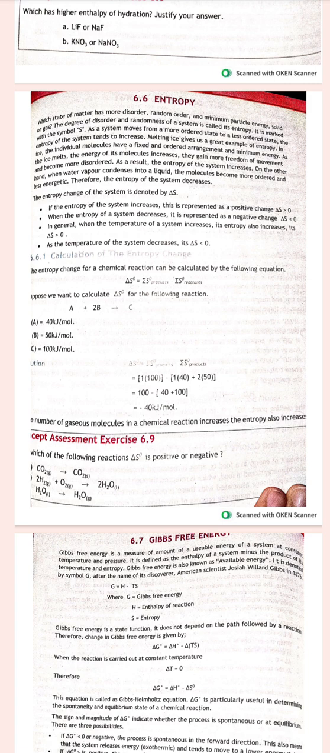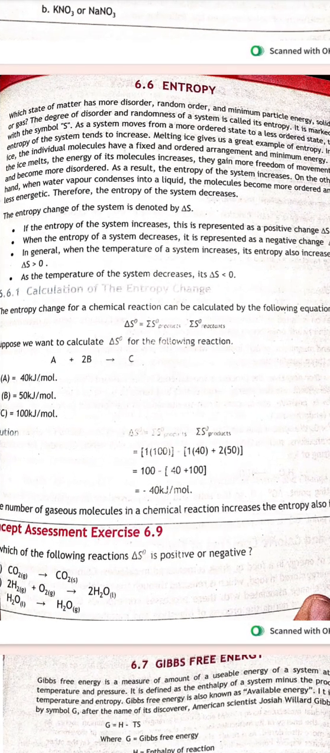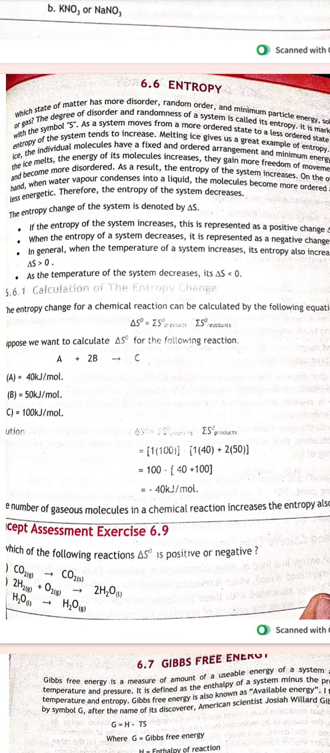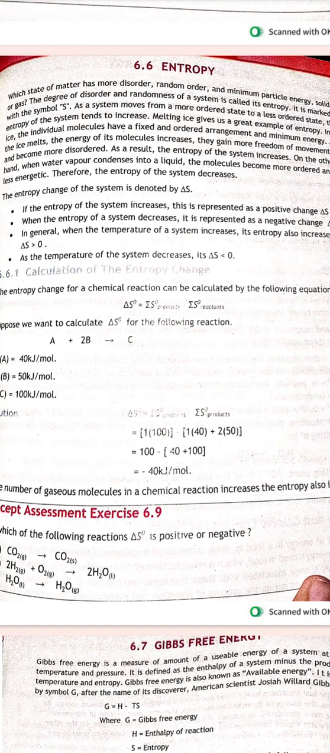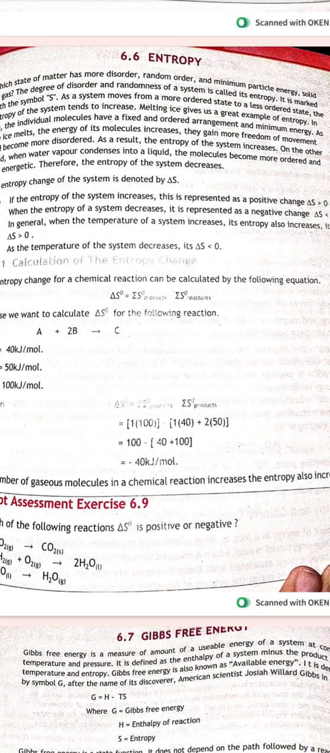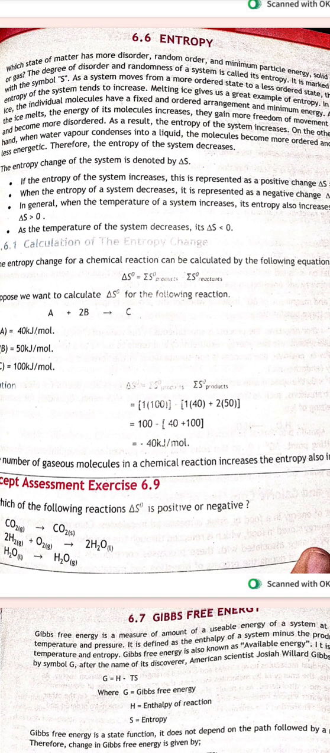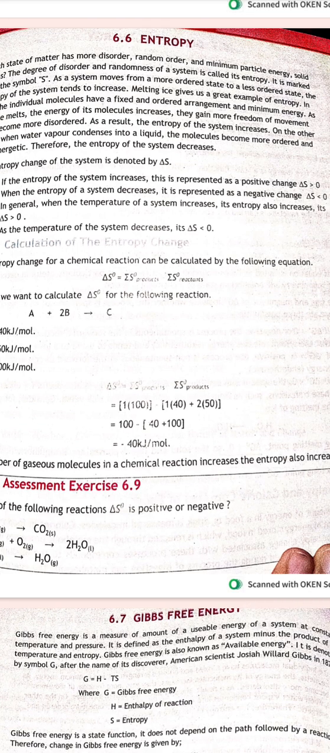Entropy is basically the randomness of a system, the degree of disorder. Its symbol is S. As the system moves from a more ordered state to a less ordered state, the entropy of the system tends to increase. Melting ice gives a great example. In ice, the individual molecules are fixed in an ordered arrangement. As the ice melts, the energy of the molecules increases, they gain more freedom of movement and they become disordered. Entropy of the system increases.